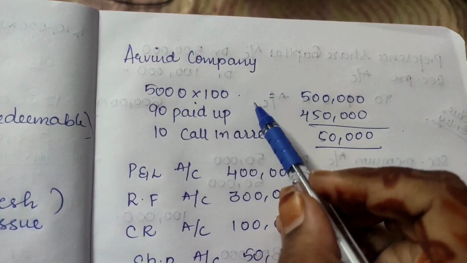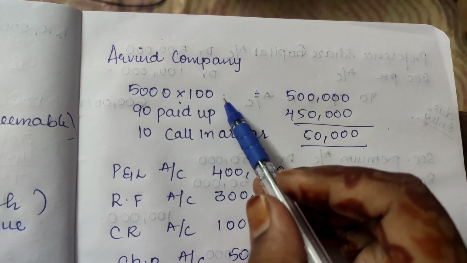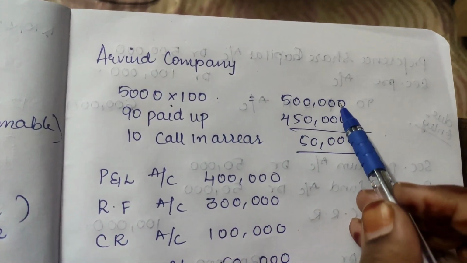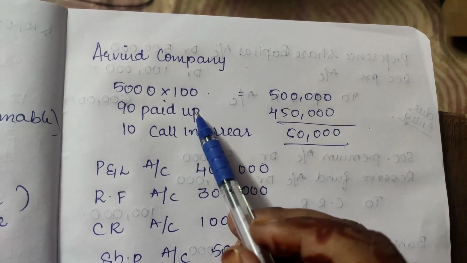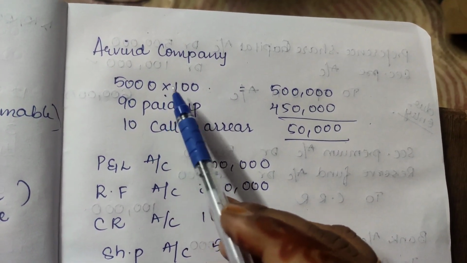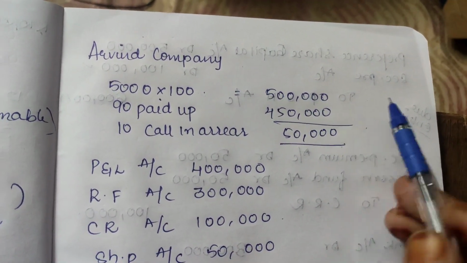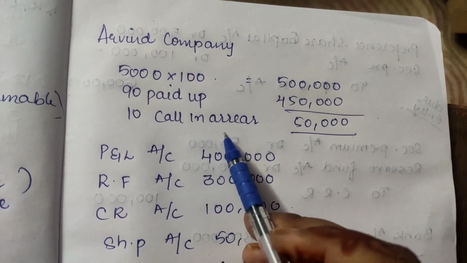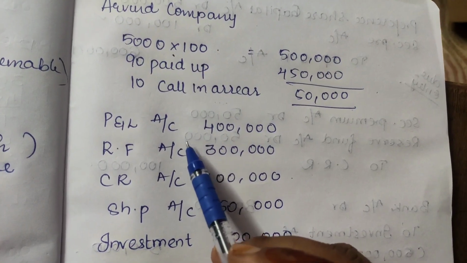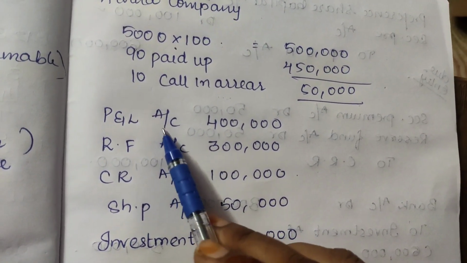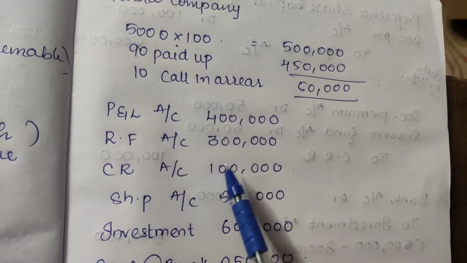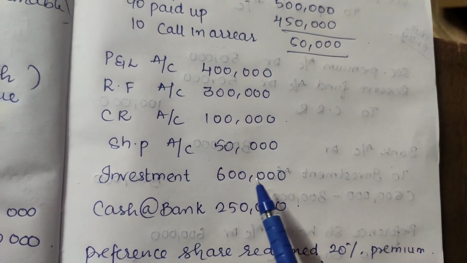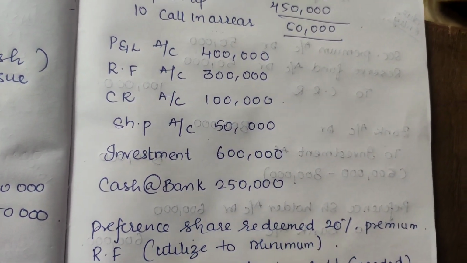Arvind Company has redeemable preference shares of 5,000 with a value of 100 each share, which is 5 lakh. In this, 90 has been paid up. 5,000 into 90 is 4 lakh 50,000, which is paid. So 50,000 remains in calls in arrear, which has to be received. And we have certain amounts in the reserves, like 4 lakh in profit and loss account, reserve fund 3 lakh, capital reserve 1 lakh, and share premium 50,000. Investment is also 6 lakh, and cash at bank 2 lakh 50,000.